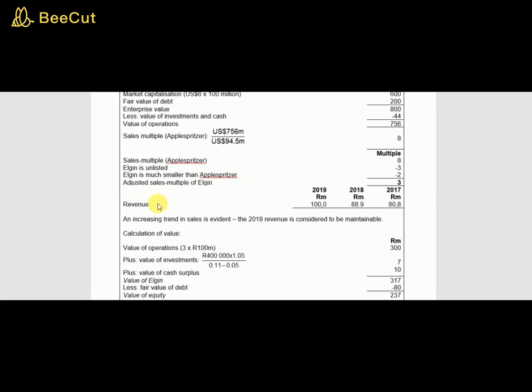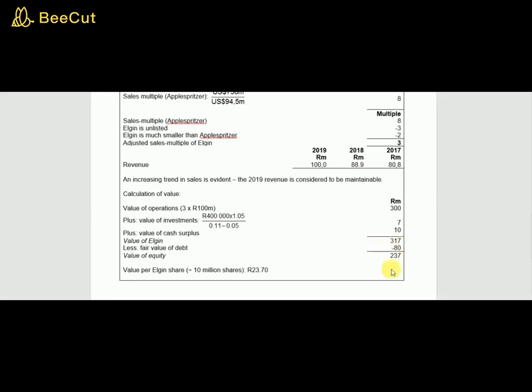All right, hopefully that all makes sense. So add back, as we did in that previous lecture example, the value of investment using my dividend discount model to get me a fair value of 7, and add back my cash surplus value of 10, which means the value of Algen Enterprises is 317 million. If I want to get the equity, I've got to deduct the fair value of my debt. That gets me to my value of equity as 237 million. Divide that by 10, 23.7, and there's your value per share. It's the same as for lecture example 1.